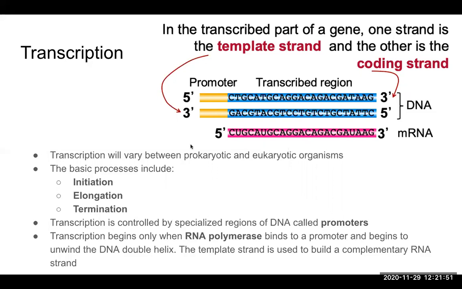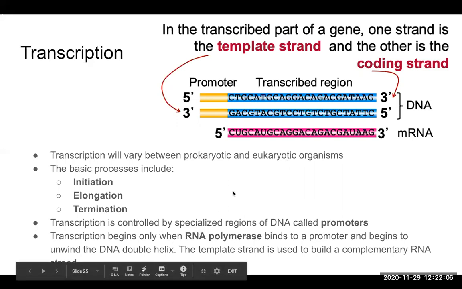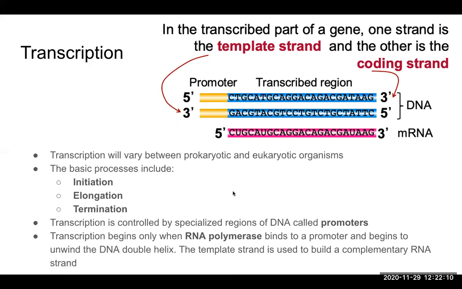And so transcription is going to be controlled by specialized regions of DNA called promoters. Your promoter regions will be different between prokaryotic and eukaryotic organisms. Transcription will only begin when RNA polymerase binds to the promoter and then begins to unwind the DNA double helix. The template strand will then come in and build a complementary RNA strand.